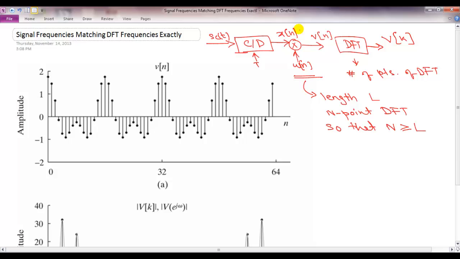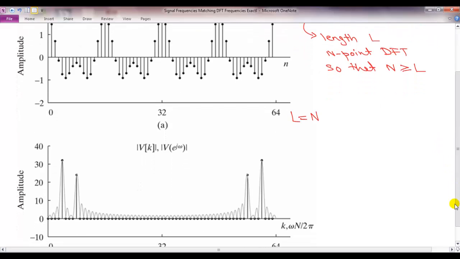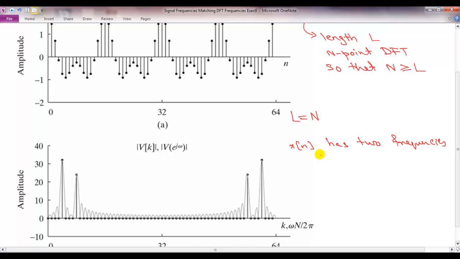In particular, here is an extreme example where L equals N, and this is a signal which has two frequencies. Both of the frequencies are multiples of my DFT sample spacing, the places where I'm computing the DFT samples. One frequency of x[n] is omega naught equal to 2 pi by 16, which is equal to 2 pi over 64 times 4, and this is L equal to N equal to 64.